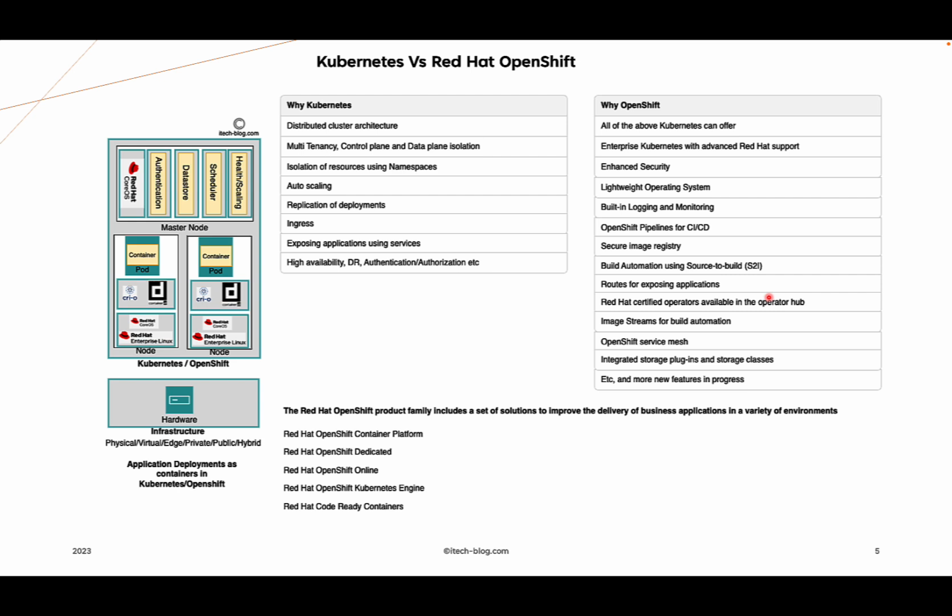Kubernetes is an open source system for automating deployment, scaling, and management of containerized applications. It has a distributed cluster architecture. It enables multi-tenancy via control plane and data plane isolation. Say, for example, in a Kubernetes SaaS offering by a cloud provider, you may be sharing the same control plane with other customers. This is not the case if you have a dedicated offering.